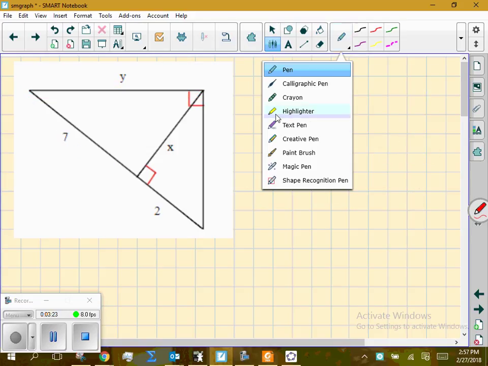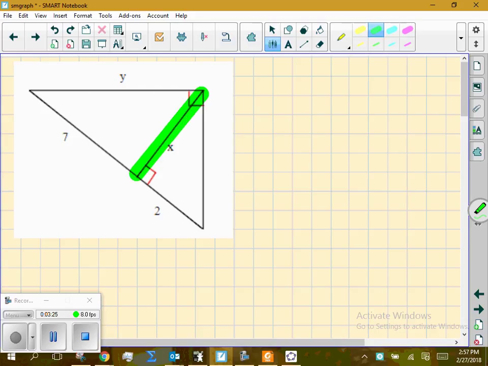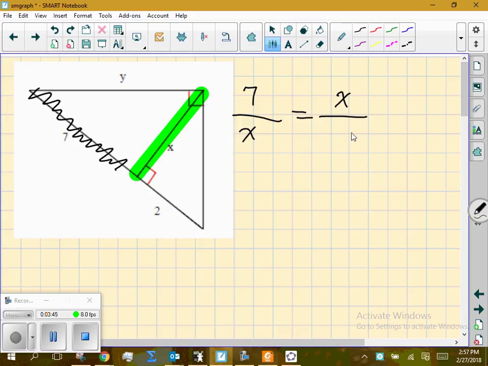So x is the altitude that is on the inside, right? Okay, so that's going to go here and here. Now what would I put here? 7, right? It's got to be, it's the part of the hypotenuse. And then what goes here? 2, the other part of the hypotenuse. Okay? Cross multiply, you get x squared is equal to 14. X then is root 14.